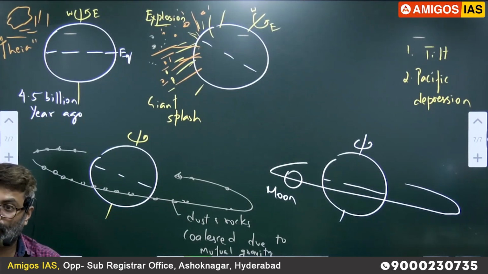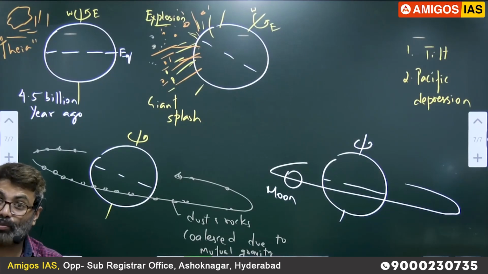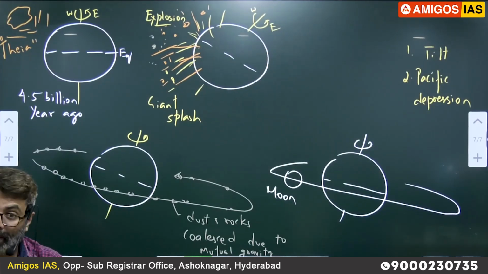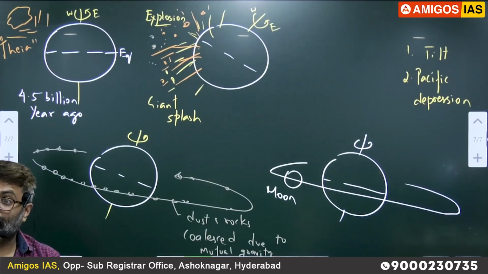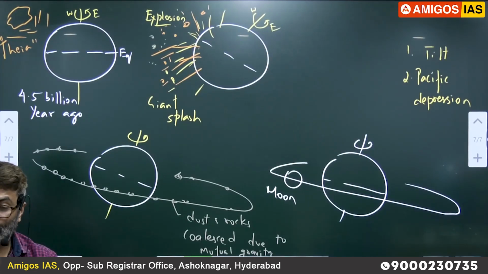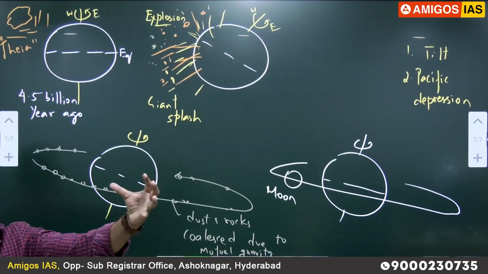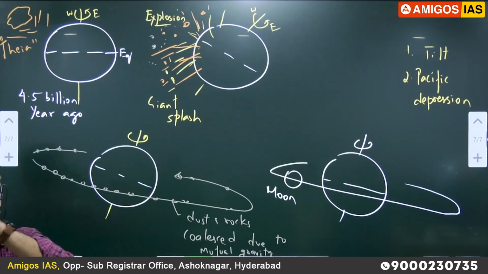Like say Mars has two, Phobos and Deimos. Jupiter and Saturn have the highest number of satellites. Why? Because they are close to the asteroid belt. So they pull most of the asteroids towards them. As a result, many of the asteroids orbit Jupiter and Saturn.